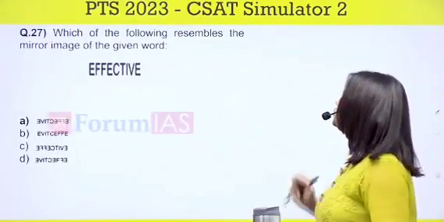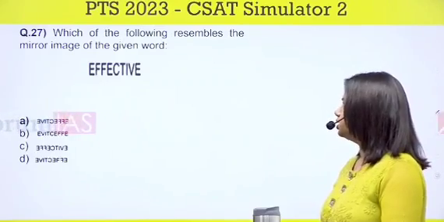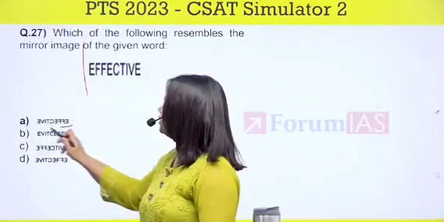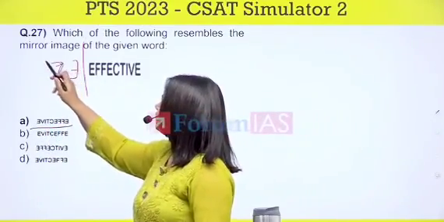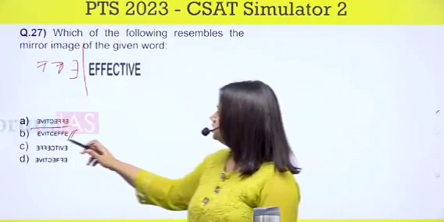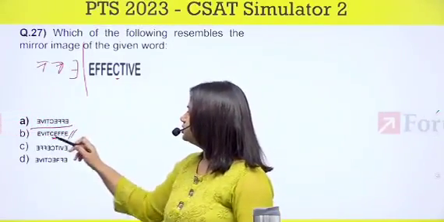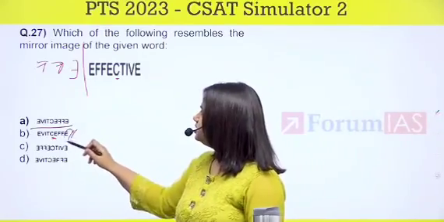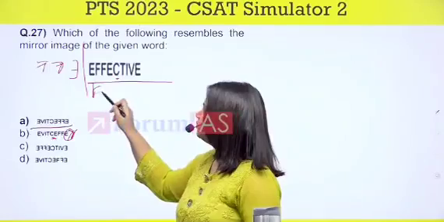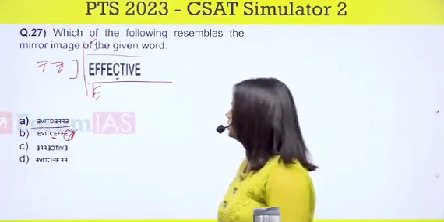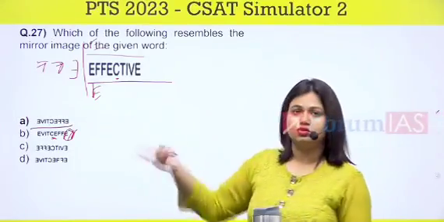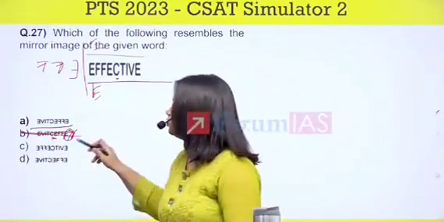Now, which of the following resembles the mirror image of the given word? Now, effective. If I place the mirror here, do I get this image? E, F, F? Yes. If I have this one, look at this. The C is still correct. This cannot happen, right? And this E is also in the same direction, which means if I have to get a mirror image of this E, I have to place the mirror here or here, right? If I have to place the mirror here, then F has to get inverted. That is not happening. That's why option B is wrong.